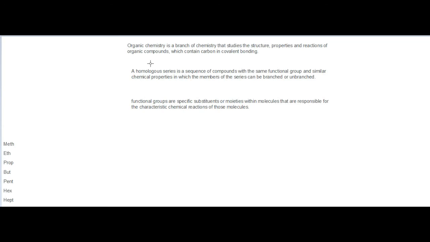In organic chemistry, we have what are known as homologous series. A homologous series is a sequence of compounds with the same functional group and similar chemical properties in which the members of the series can be branched or unbranched. The functional groups are specific substituents or moieties within the molecules that are responsible for the characteristic chemical reactions of those molecules. So let's go ahead and get right into it with our first homologous series.